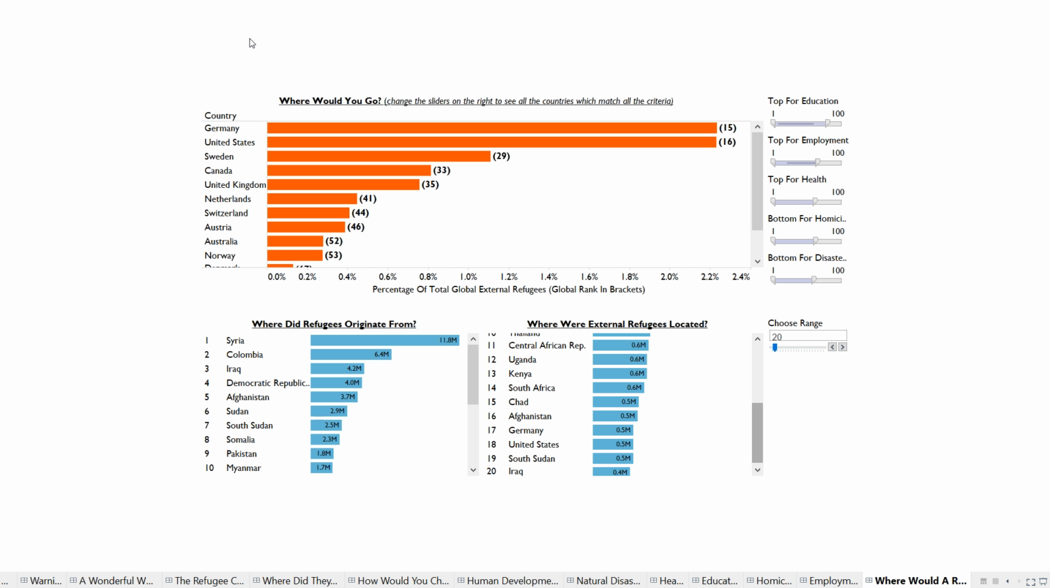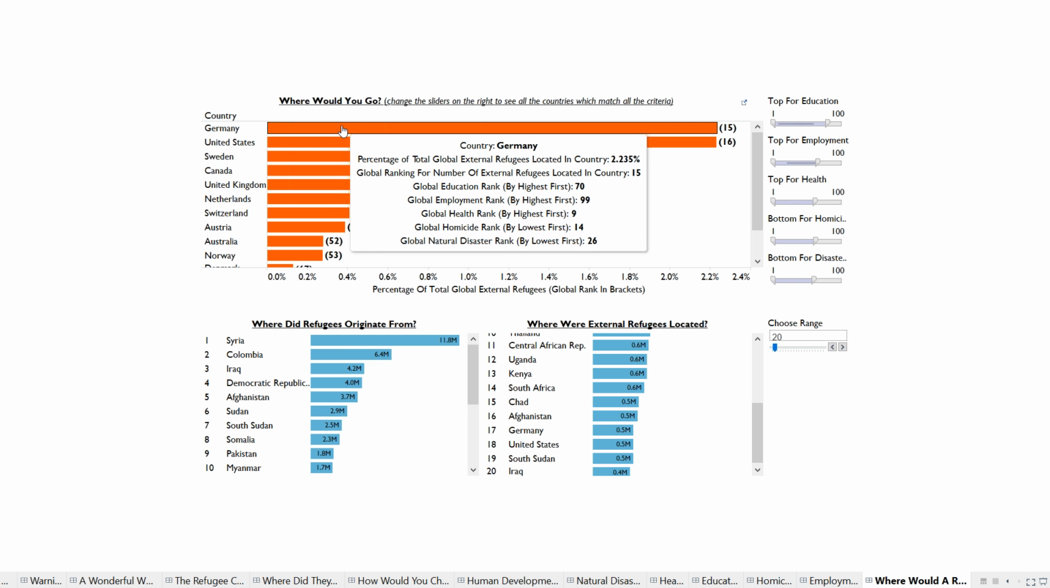So a couple of small things. When you hover over Germany, for example, at the top, you'll see your first percentage there is unbelievably precise. So probably rounding that is okay. Jeremy, yeah.